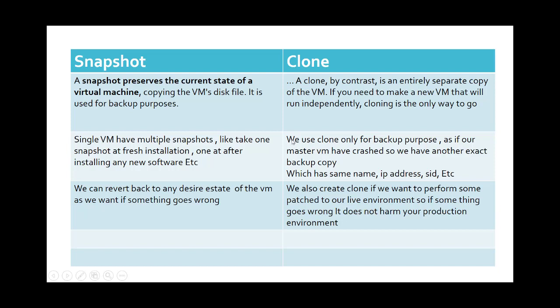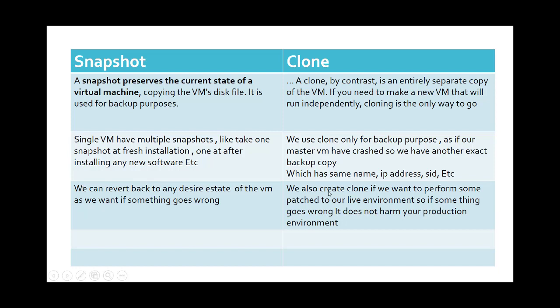In contrast, we use a clone only for backup purposes. If our master VM has crashed, we have another exact copy. If your master VM is destroyed or malfunctioning, you can run your VM using your clone virtual machine. With snapshots, we can revert back to any desired state of the VM if something goes wrong. So we will take so many steps, states here where we can take the snapshots and we can easily revert back to the desired location.